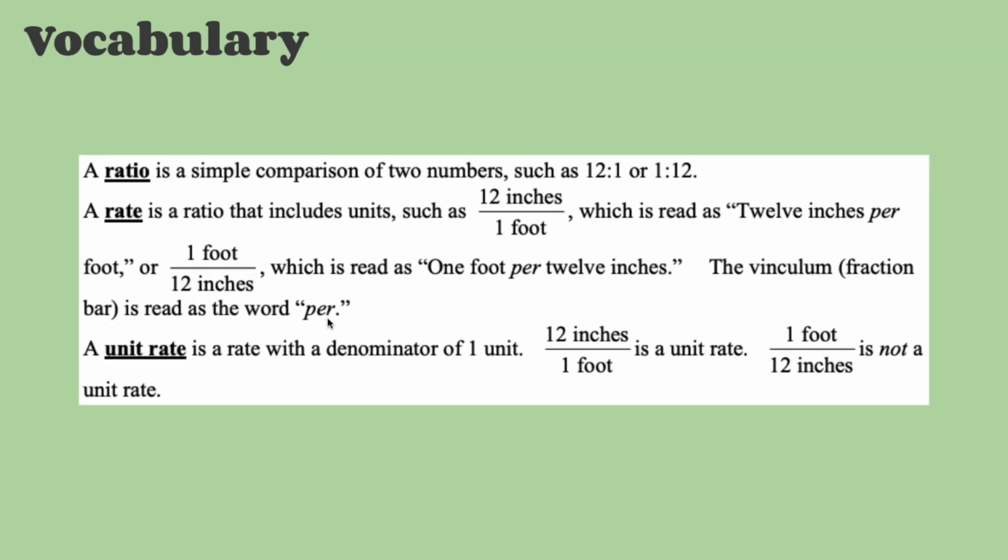Next, let's go over some vocabulary. A ratio is a simple comparison of two numbers, such as 12 to 1 or 1 to 12. A rate is a ratio that includes units, such as 12 inches per 1 foot. A unit rate is a rate with a denominator of 1 unit. 12 inches per 1 foot is a unit rate. 1 foot per 12 inches is not a unit rate.